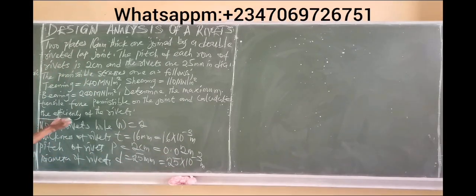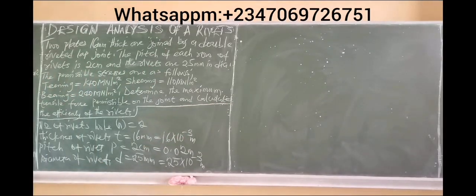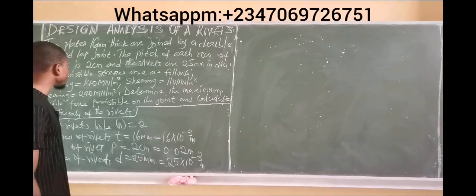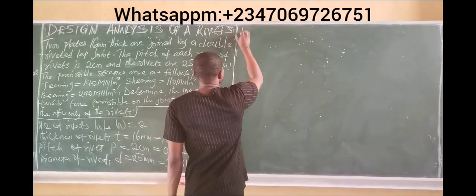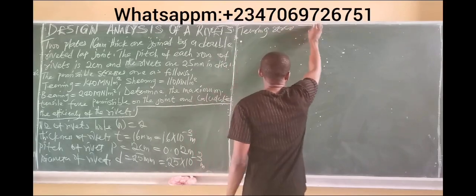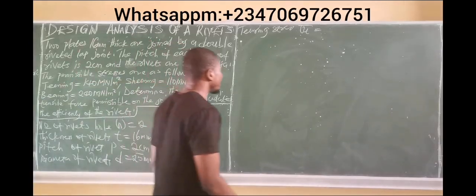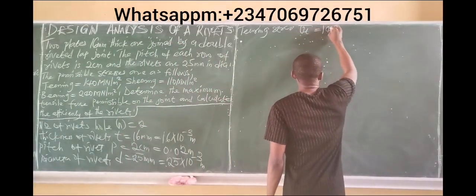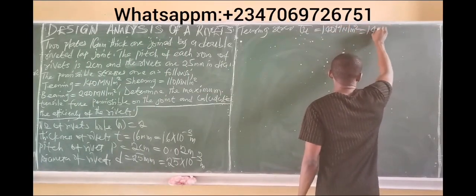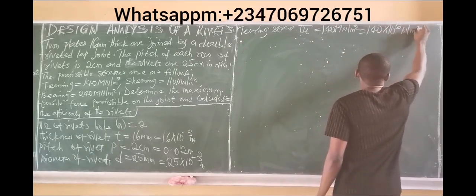Let me just highlight here. So these are our parameters. We still continue. Now the permissible stresses are as follows. We are given the tearing stress, which is sigma t, given as 140 meganewtons per meter squared. So you have 140 meganewtons per meter squared, and mega simply means by 10 to the power of 6 newtons per meter squared.